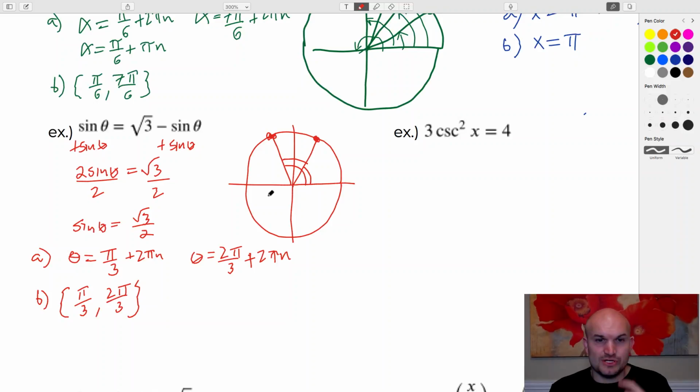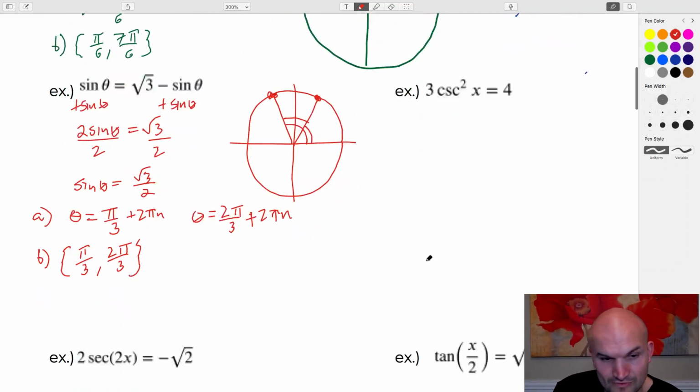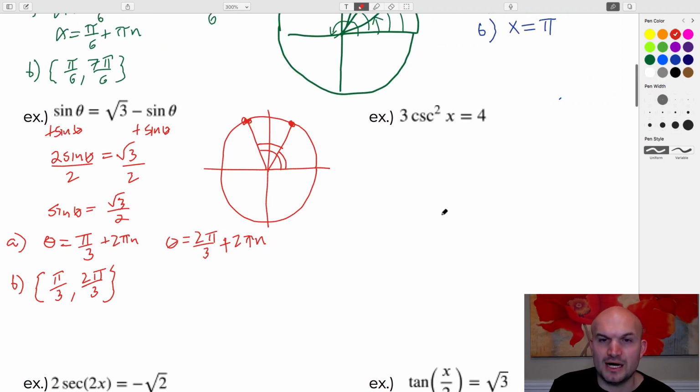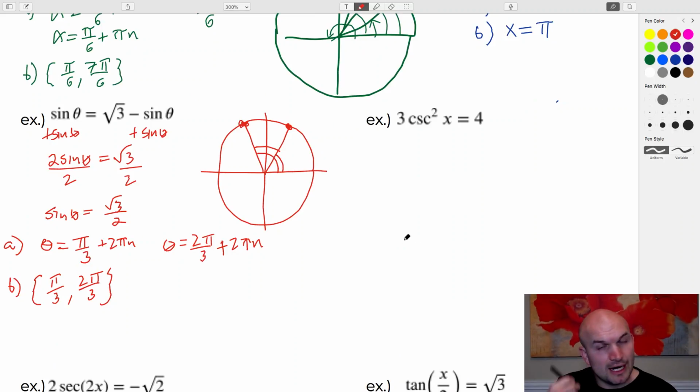All right, so now let's get to a reciprocal function. Now that we've spent some time with identities, the reciprocal identities and the cofunction identities, we're pretty used to remembering that the cosecant is the reciprocal of sine, the secant is the reciprocal of cosine, and the cotangent is the reciprocal of tangent.